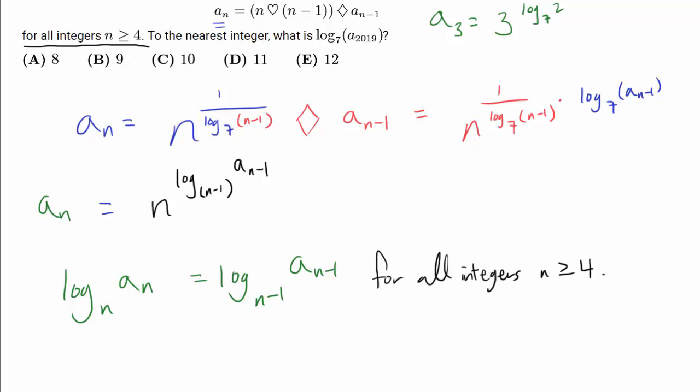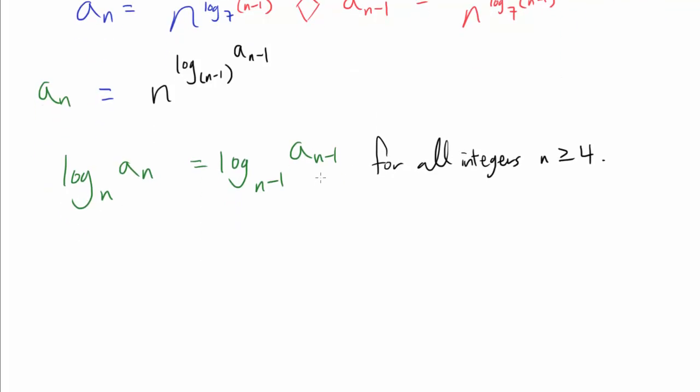But now, wait a bit. What is this telling us about log base n of a sub n? If you do not see it, think about it for a moment. Now I will tell you. Well, think about plugging n equals 4 into the expression. Then we're going to get log base 4 of a sub 4 is equal to log base 3 of a sub 3.